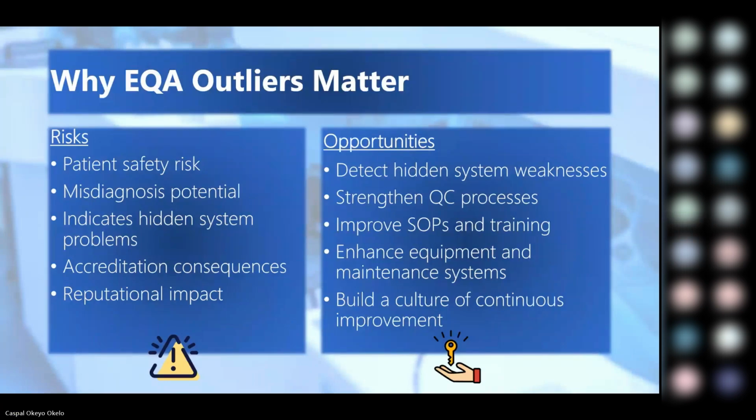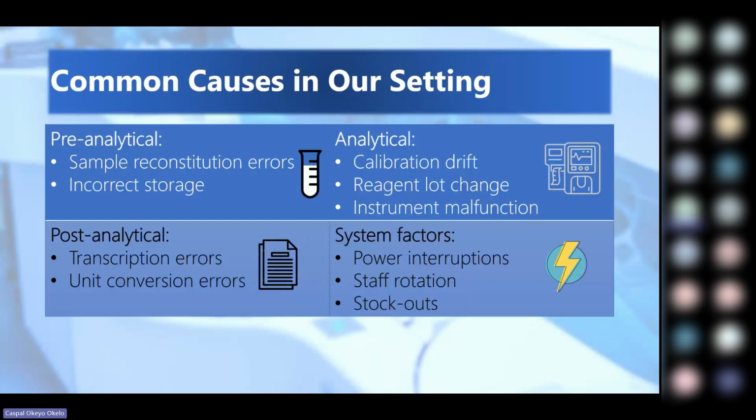So now that we understand why EQA outliers matter, let us look at why they commonly happen, especially in a laboratory environment. And it's important to be realistic. Quality issues never occur in isolation. They occur within operational realities. And let us walk through the phases of testing, normal sample testing. The same happens with outliers, and throughout these phases, EQA outliers will occur.